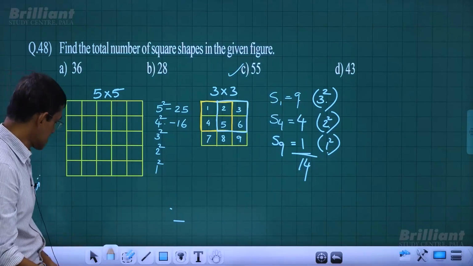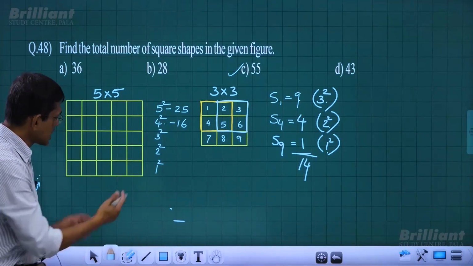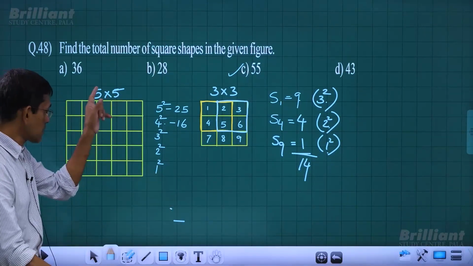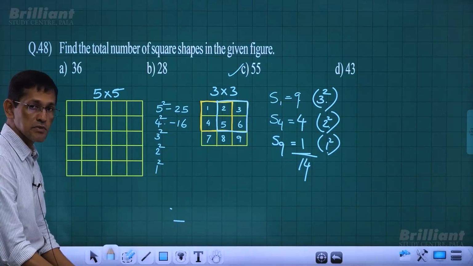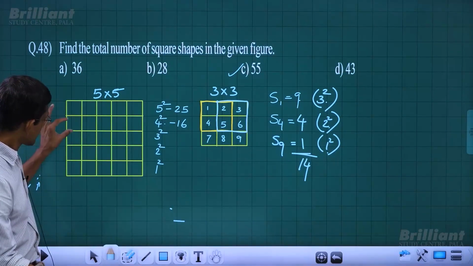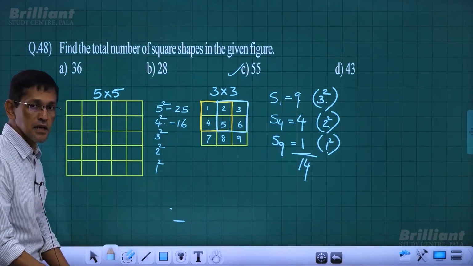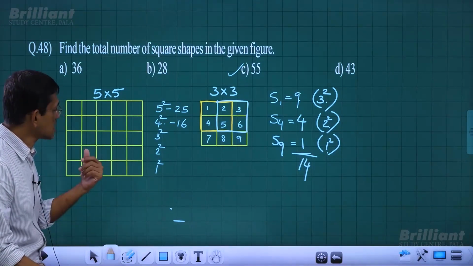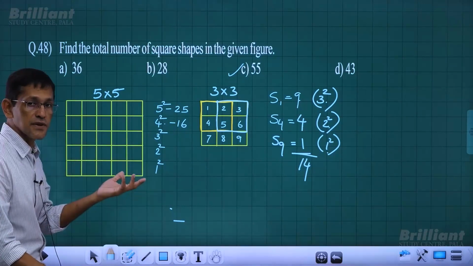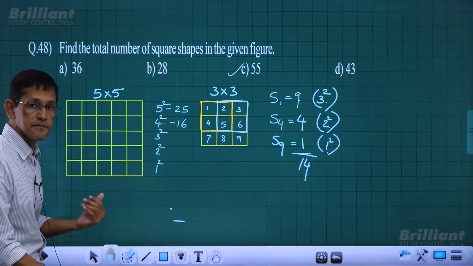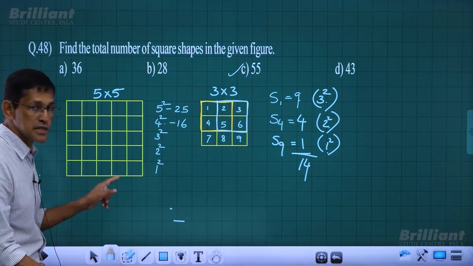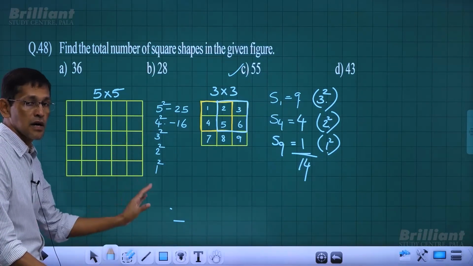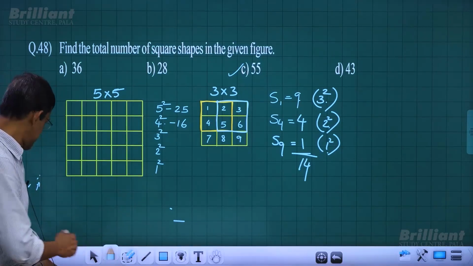So that is what it is. For any squares of any size, if there is an equal number of rows and columns with the same shape of squares inside, then definitely you can apply this method. So let's say you get a 9 by 9 figure or an 8 by 8. If it is 8 by 8, what is the answer? 1 square, 2 square, 3 square up to 8 square. Add it up, you get the answer.